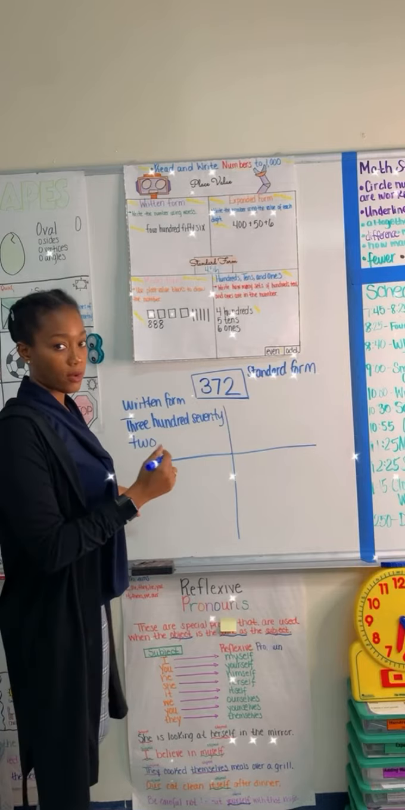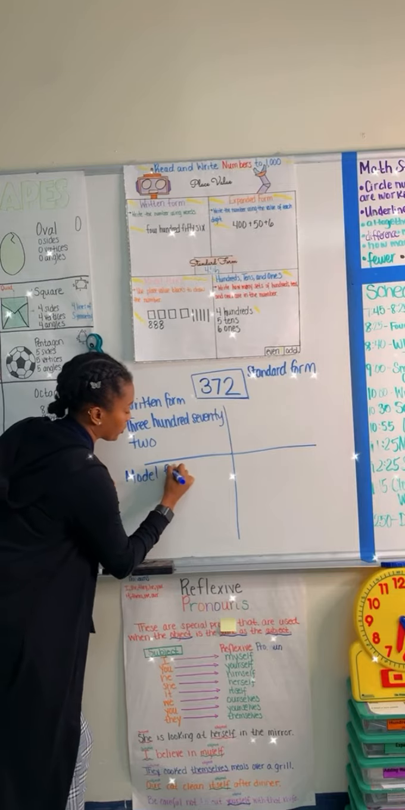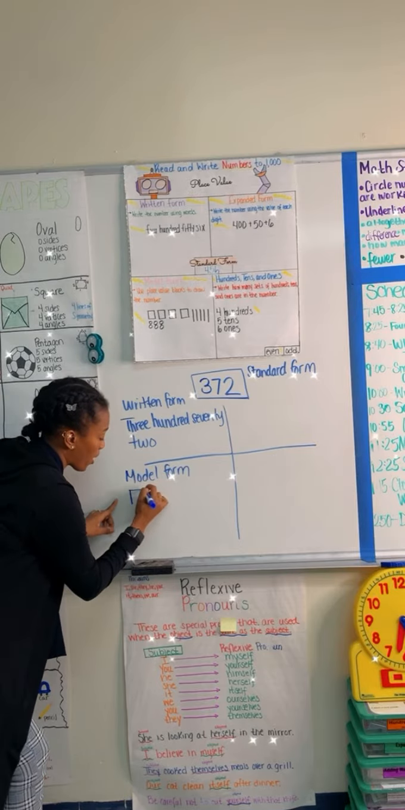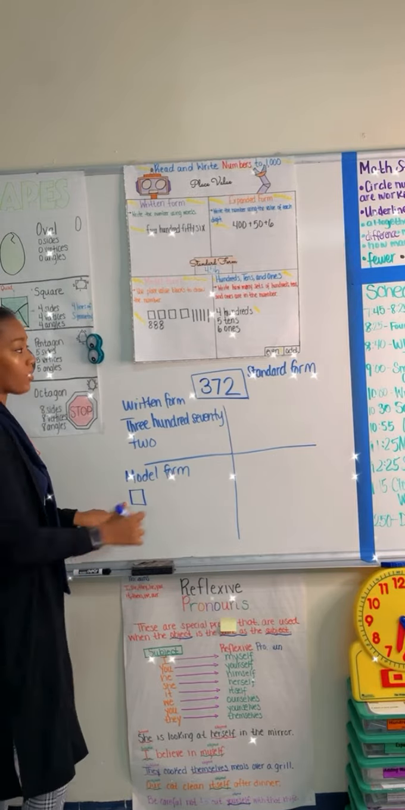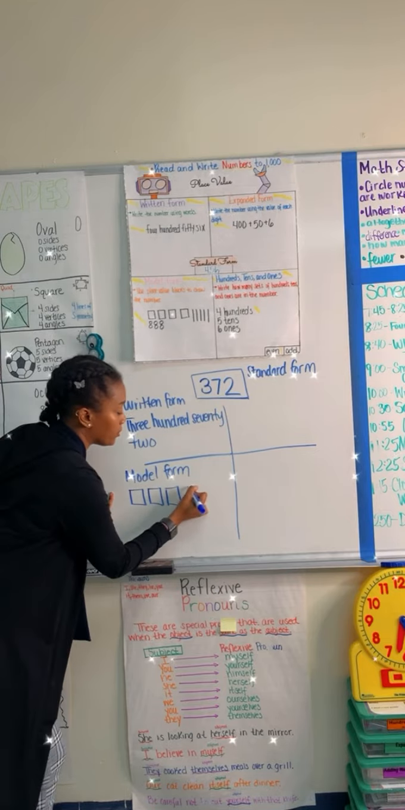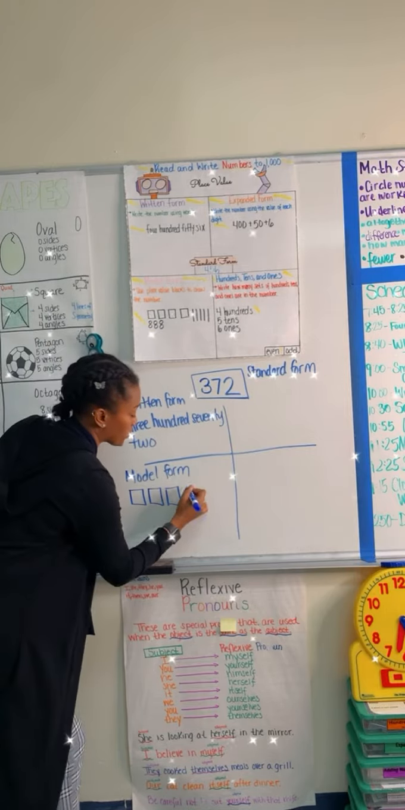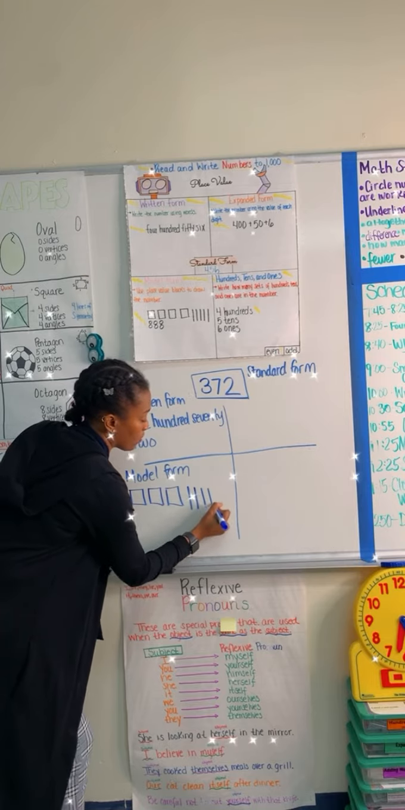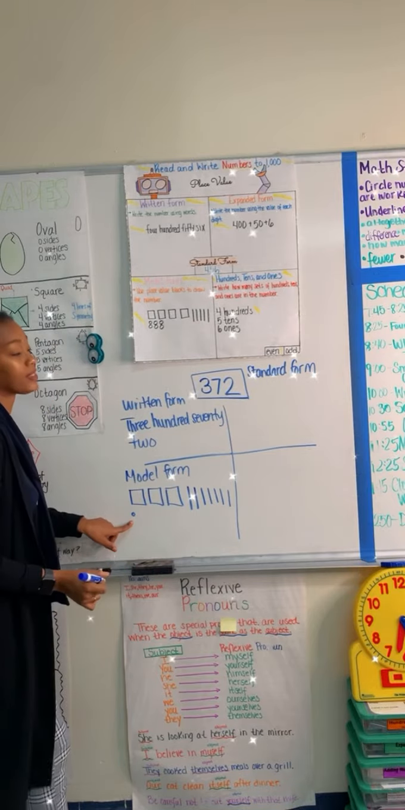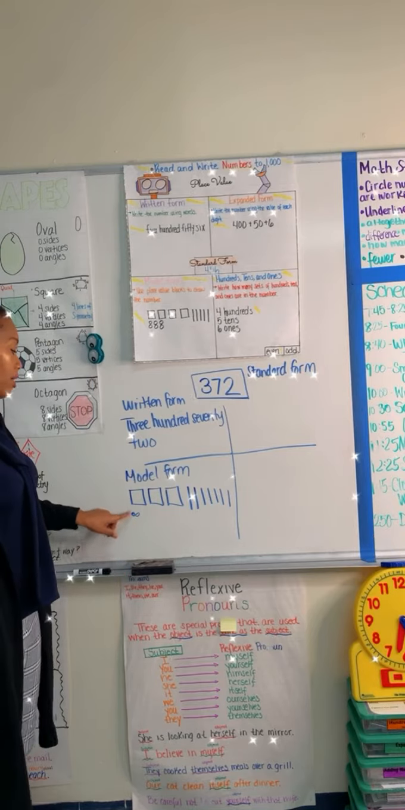Now let's look at using model form. So again, remember, model form is just using a picture for the same number. The square we represent as hundreds. We have 3 of those, so we need 3 squares. We use the 10 to represent the tens place, which is 7 there. So we have 10, 20, 30, 40, 50, 60, 70. And we use circles to represent the ones place, and we have the 2 there, so we only need 2 circles.